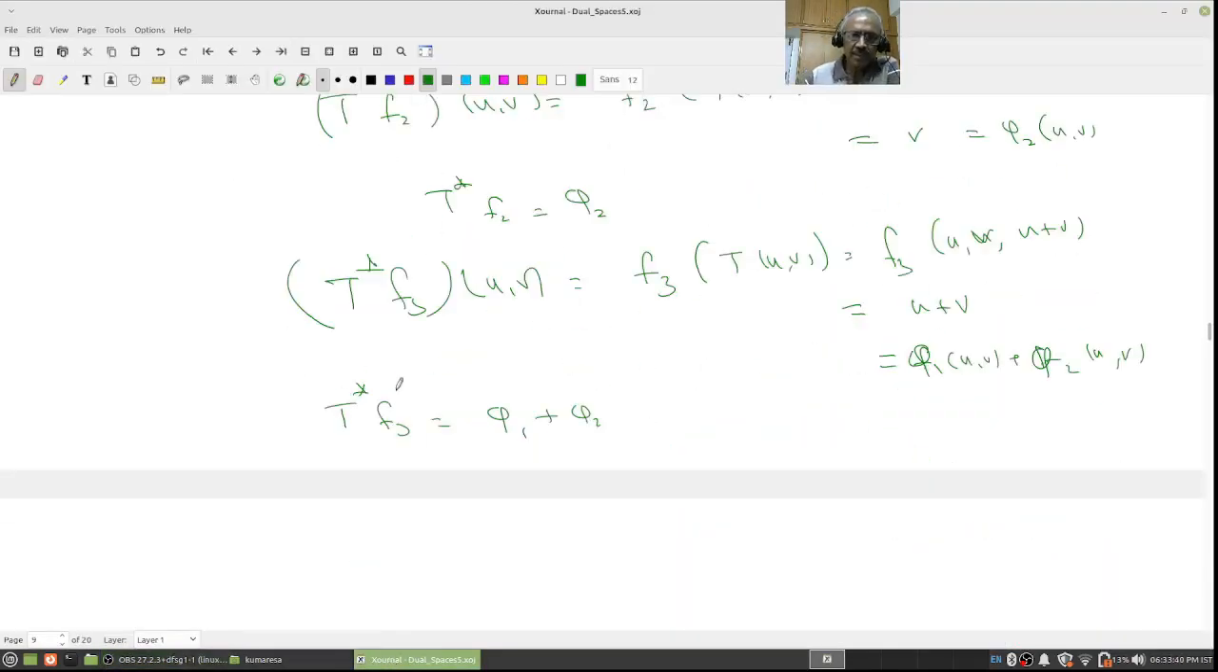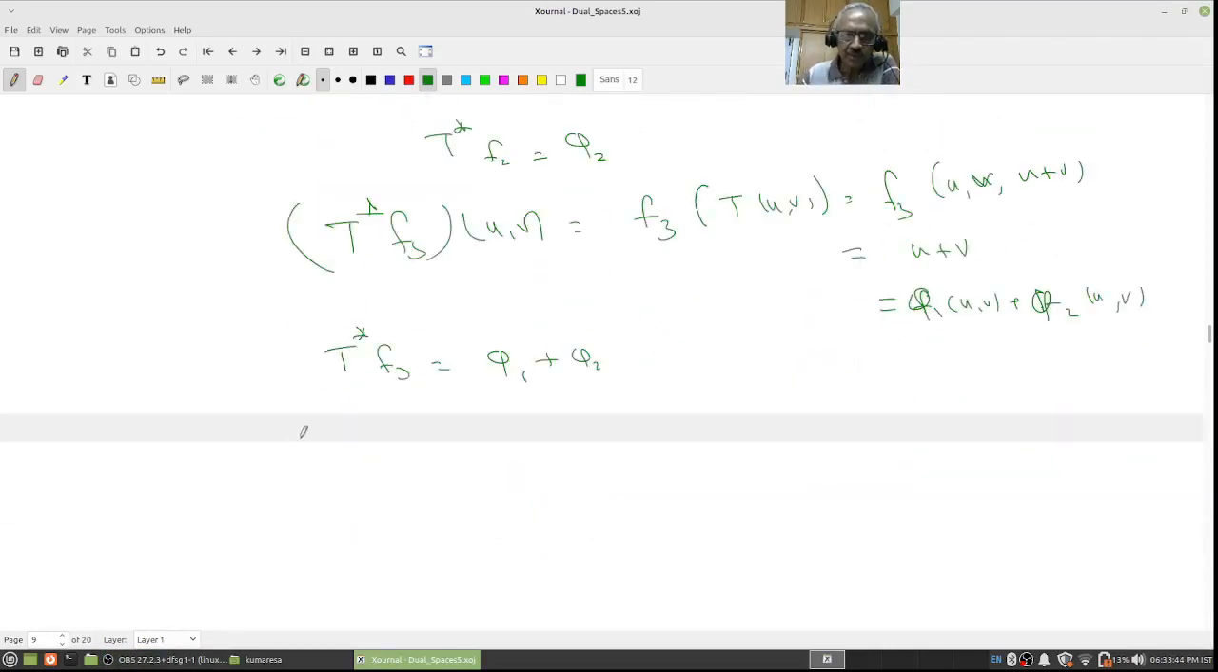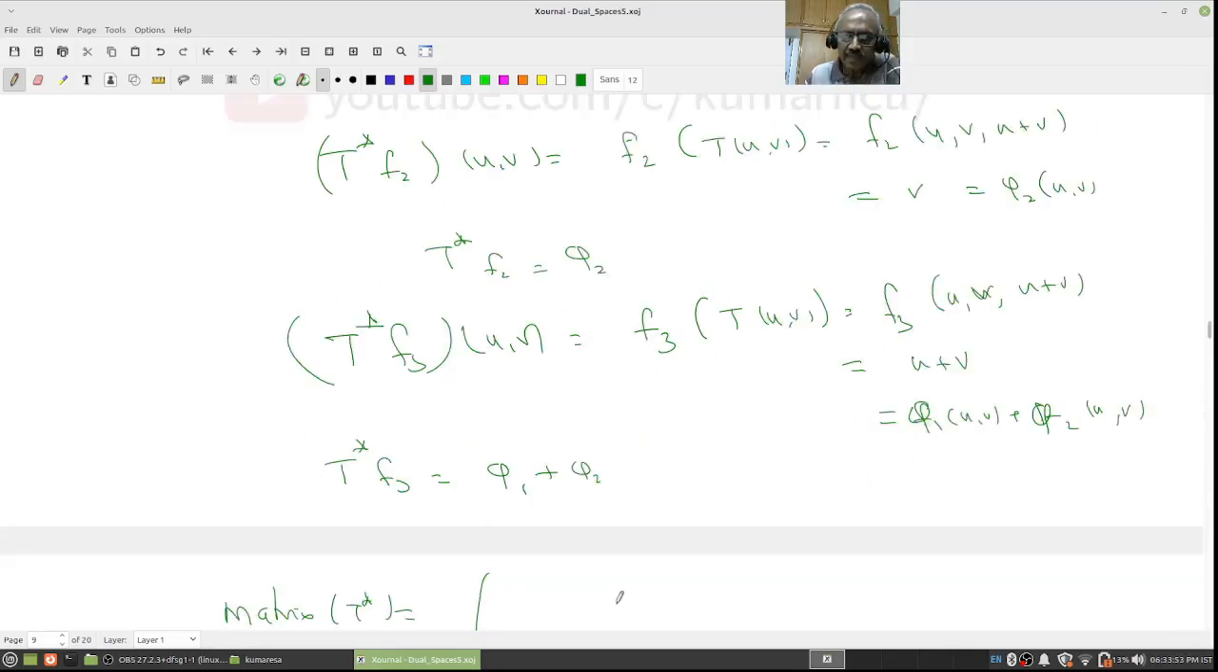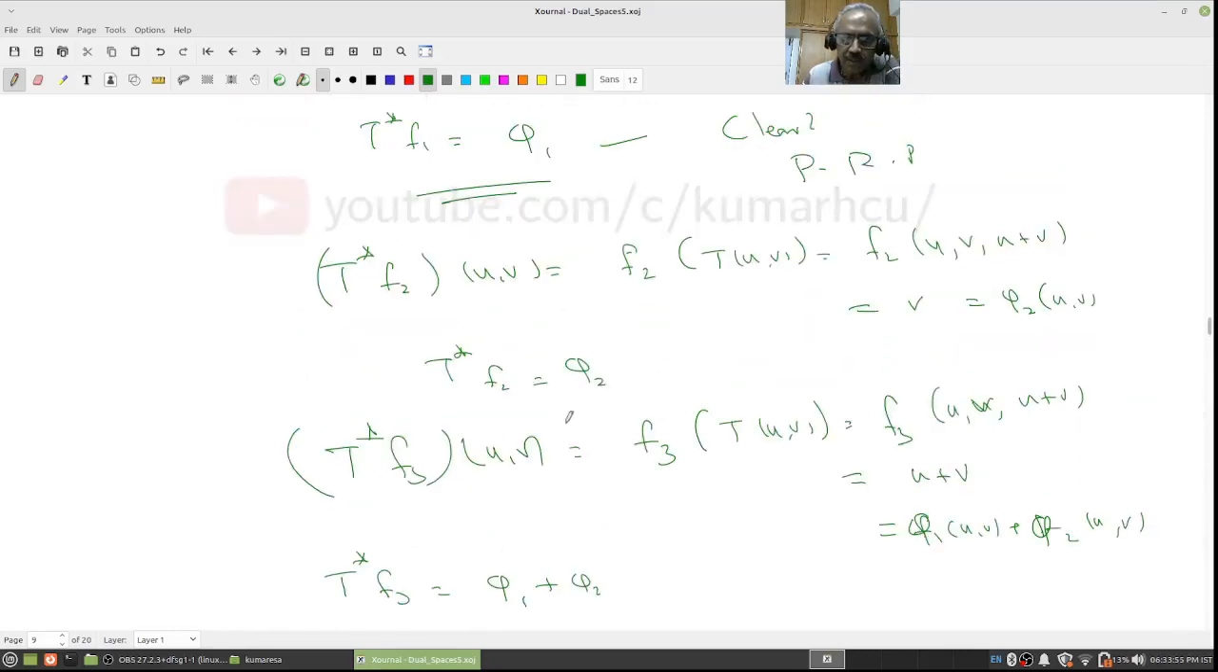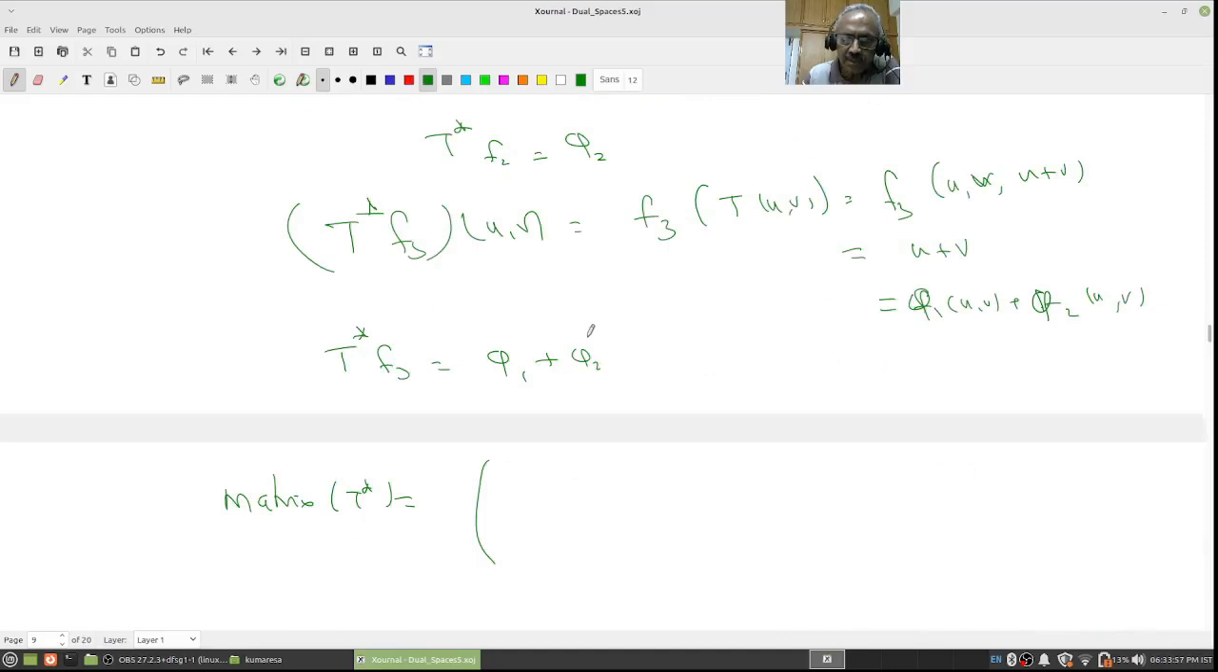Okay, right. So now we have found out what T star does. Therefore, the matrix of T star is going to be the columns: T star of F1 is just phi 1, therefore it's going to be 1 and 0. The next one is 0 and 1. The next one is 1 1.